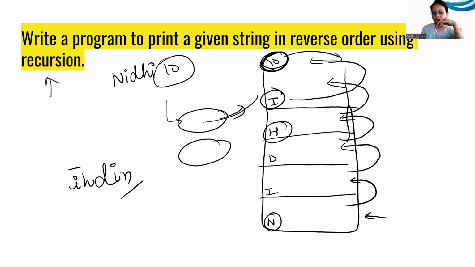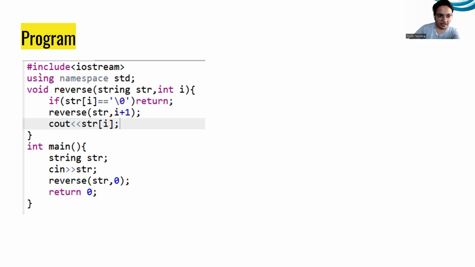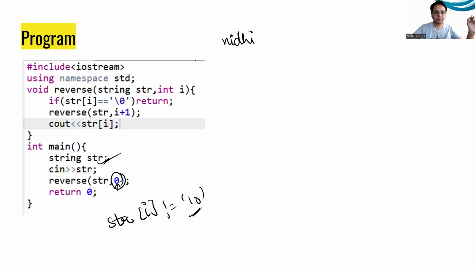You will understand. Now here. #include <iostream> using namespace std; void reverse. I take the string. Suppose it is NIDHI. Now reverse string comma 0. This is its index. I will check if string of this index i is not equal to null character. If this is null character, return. This is base case.